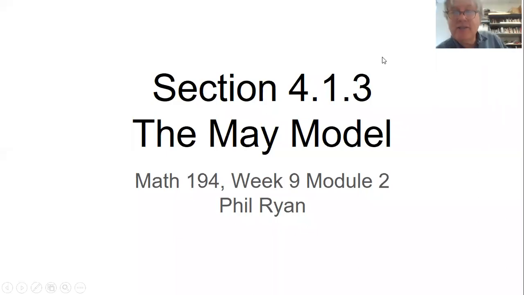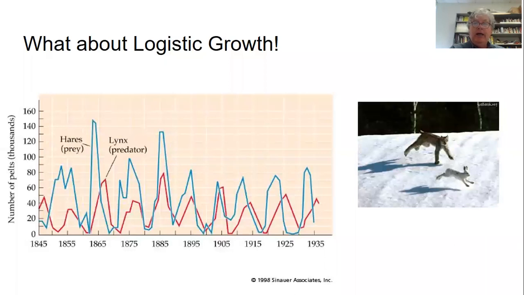Okay, it's time for Module 2 for Week 9. And we're looking at something called the May model. And this is kind of concluding our look at populations and what happens when we put the rabbits on that island. Okay, so in the last module, we looked at the Lotka-Volterra equations.